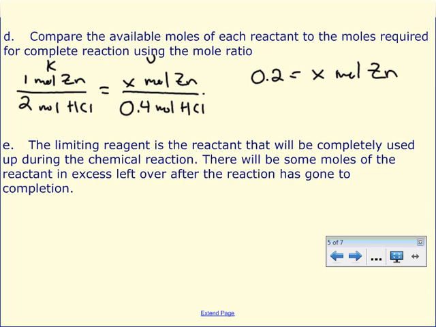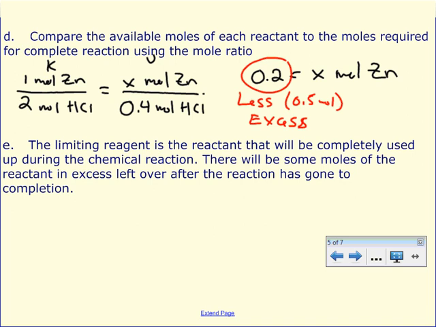So that's telling me 2 very important things. Since this is less than what I have, because remember we have 0.5 moles of zinc, and if I've used up all of my HCl and I still have some zinc left over, this means it's in excess.